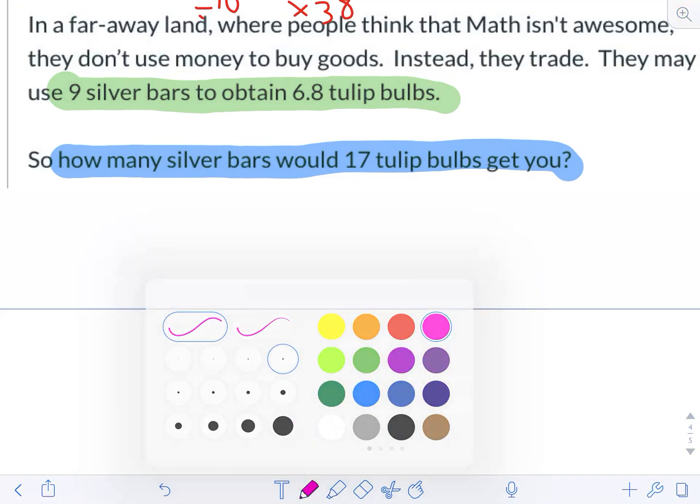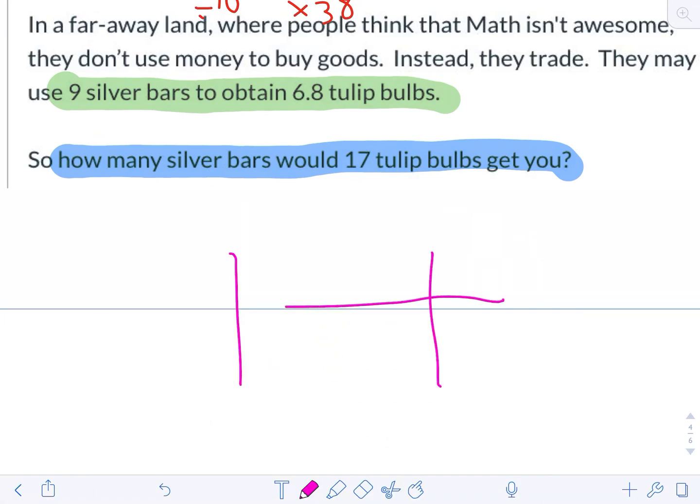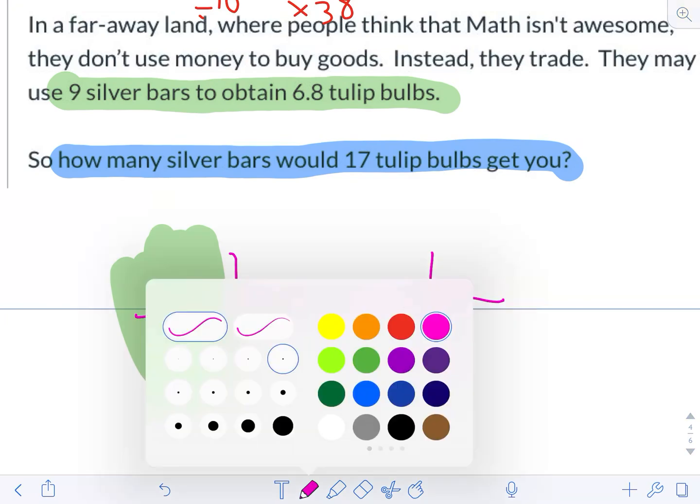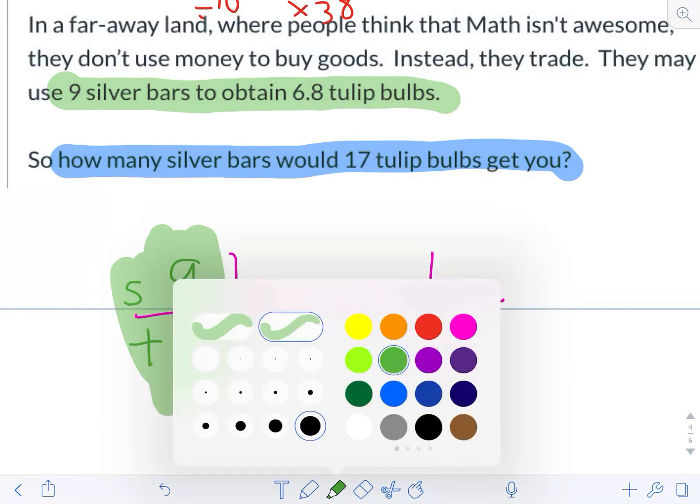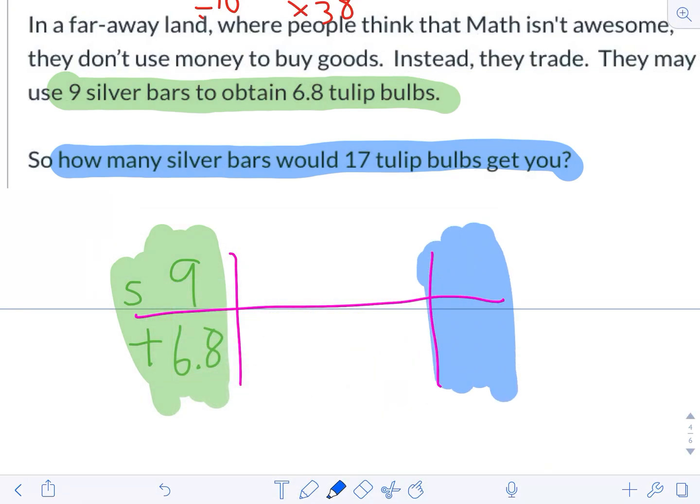So now we do step 1, and that is set up a ratio table. Now after you set up the ratio table, you got to put in your conversion rate. And in this case, our conversion rate is 9 silver bars to 6.8 tulip bulbs. Now, putting it in the ratio table takes all the words out, takes the context out, and it just goes back to you playing with numbers. Now, your goal, if you remember, and if you can read that blue, is to say, listen, how many silver bars would 17 bulbs get me?